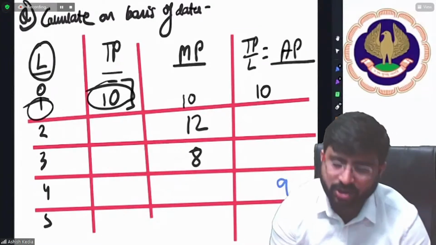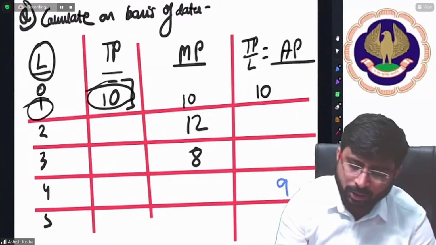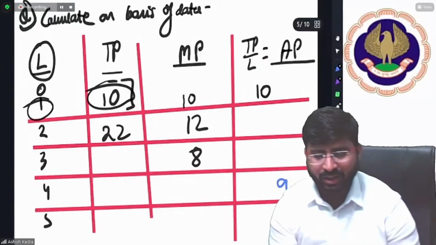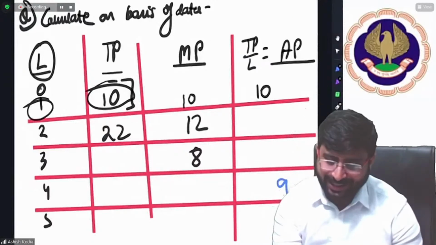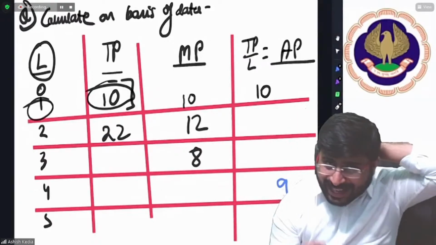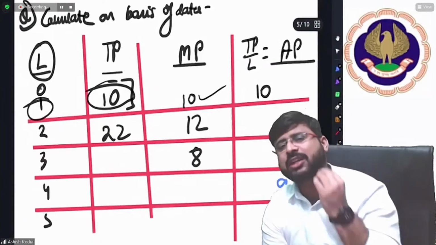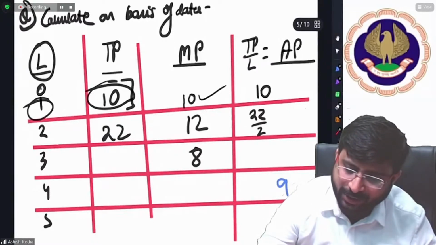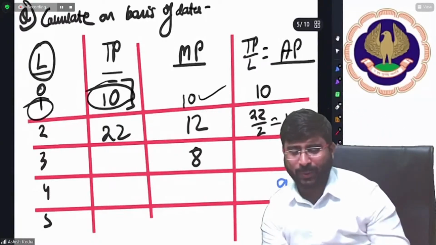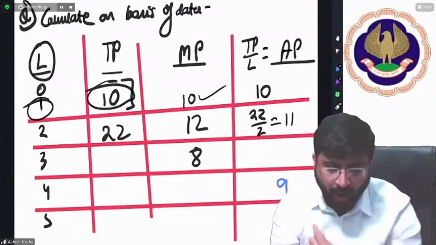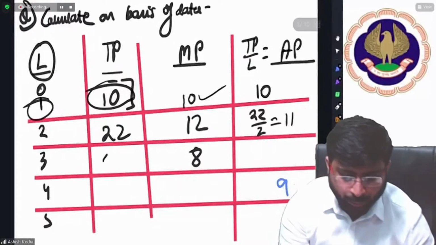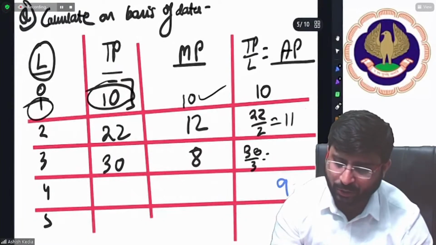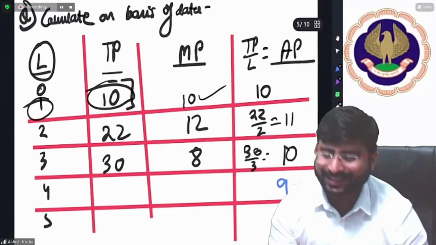Now, marginal product is 12. If marginal product is 12, it is increasing by 12. So 10 increased by 12 gives you 22, because MP means additional. Already 10 was produced, now an additional 12 is produced, so a total of 22. Now, how will you calculate the average? 22 by 2, which is 11. Similarly, now marginal product increases further by 8, so total product is 30. Again, the average will be 30 by 3, which is 10.